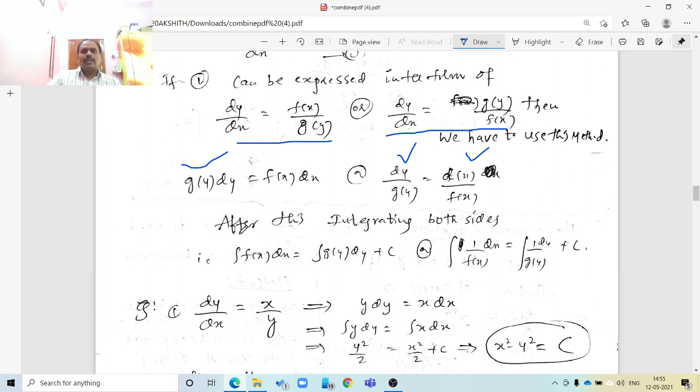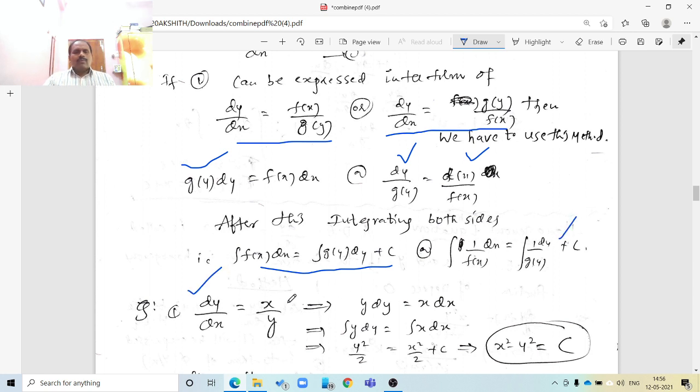After this, integrating on both sides. Whenever the problem is in this form, that means x terms into dx, y terms into dy, or dx by some variable, dy by some variable, then we have to use variable separable method. Then you take the integration on both sides. This is integral f of x dx is equal to integral g of y dy, and write the constant of integration, that is integral dx by f of x equals integral dy by g of y plus c.